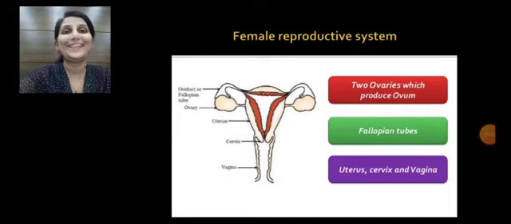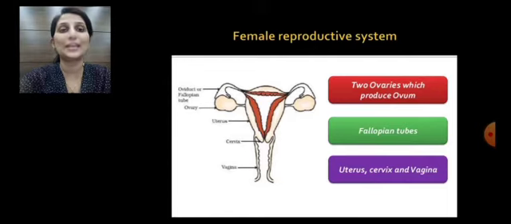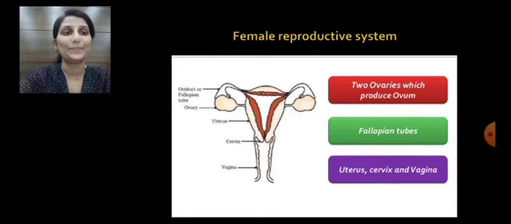Dear children, in the last module we had learnt about the male reproductive system, and now we will learn about the female reproductive system. The main parts of the female reproductive system are two ovaries, or a pair of ovaries. The function of ovaries is to produce the female gamete, or the germ cell, called the ovum.